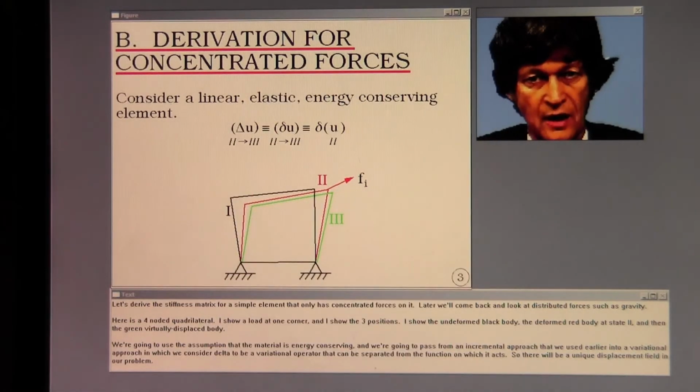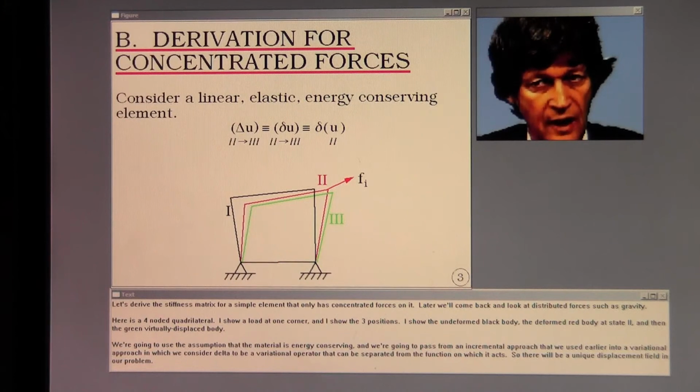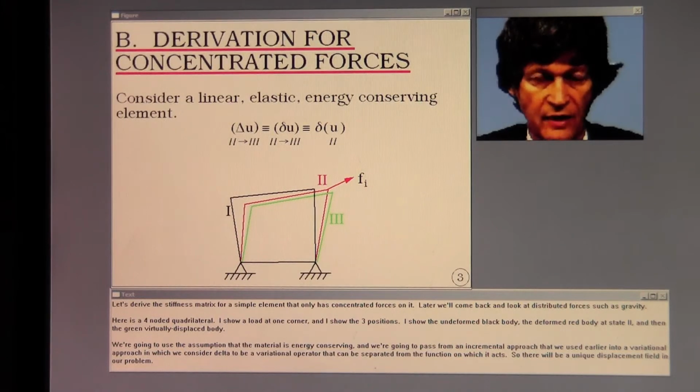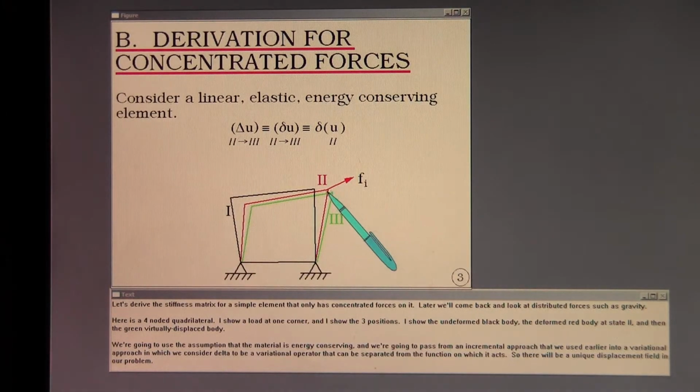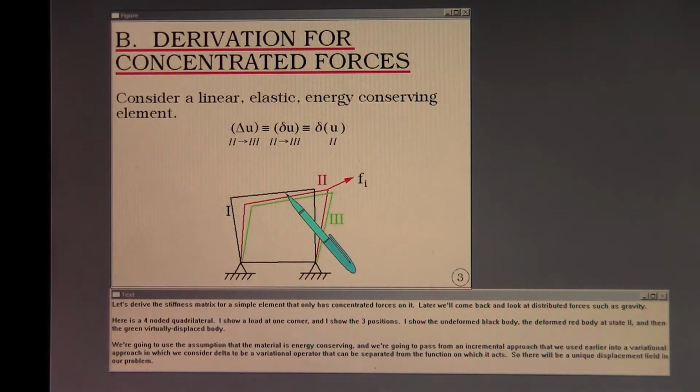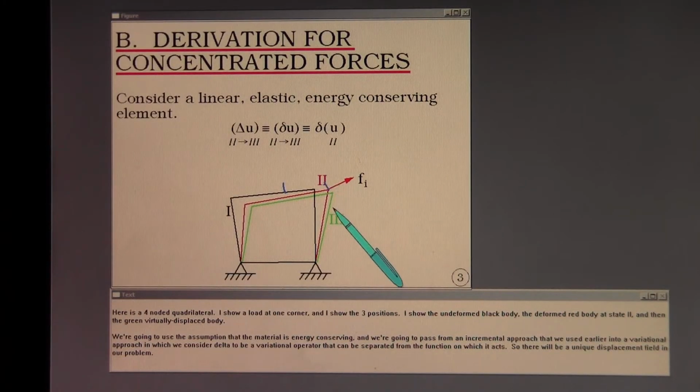Let's derive the stiffness matrix for a simple element that only has concentrated forces on it. Later we'll come back and look at distributed forces such as gravity. Here is a four-noded quadrilateral. I show a load at one corner, and I show the three positions. I show the undeformed black body, the deformed red body at state 2, and then the green virtually displaced body.